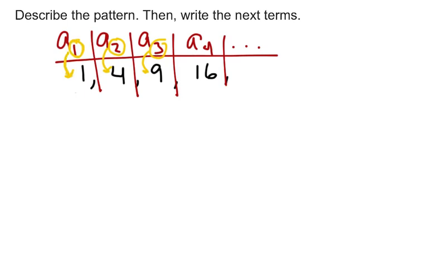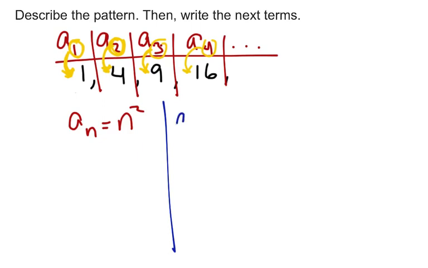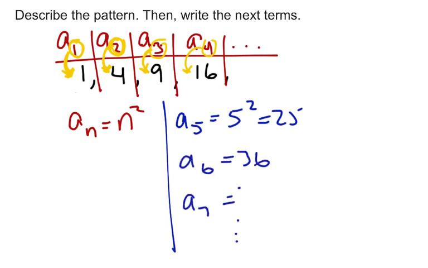I don't get 2. So I think about some more ways the numbers are related, and 2 squared makes 4, so I go back and check it. Oh yeah, 1 squared makes 1, and 3 squared makes 9, and 4 squared makes 16. So yeah, our function is that I'm going to take whatever n is and square it. So now if I want to find out what the fifth term is, I just square it and we'll get 25. The sixth term would be 36. The seventh term would be 49.